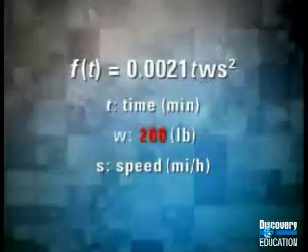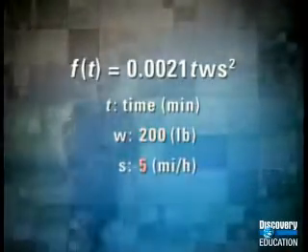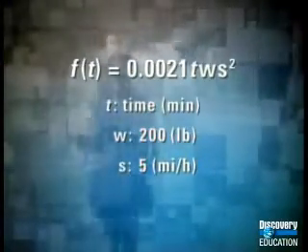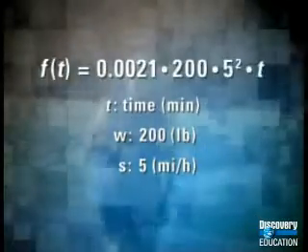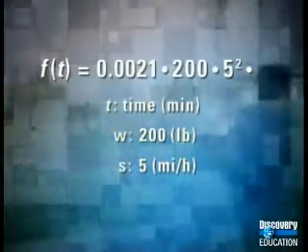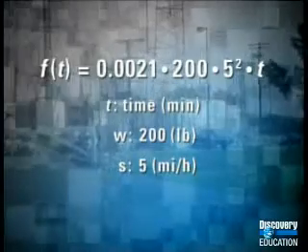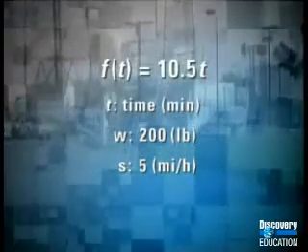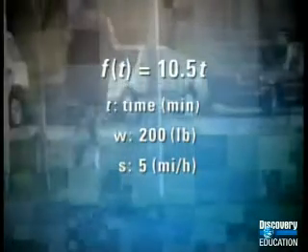Suppose this runner weighs 200 pounds and runs at a constant speed of 5 miles per hour. We can substitute these values for w and s and compute to get this linear function relating time running to calories burned. For this runner, the function is f of t equals 10.5 times t.